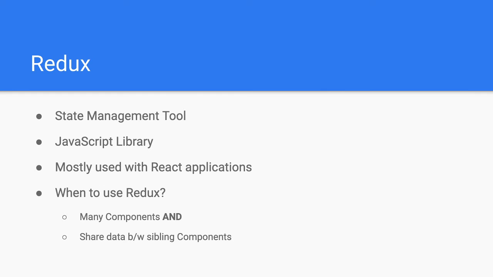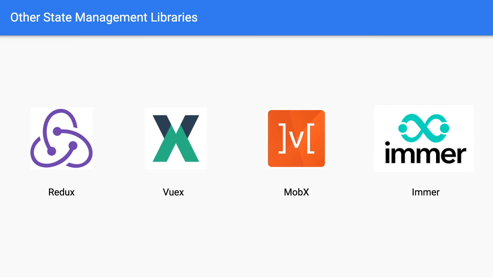Redux is truly beneficial when the app has many components and there is a need to share data between those components. Redux is not the only state management tool. There are many others available. Most popular ones other than the Redux includes Vuex, which is a state management library for Vue.js applications, MobX, and Immer.